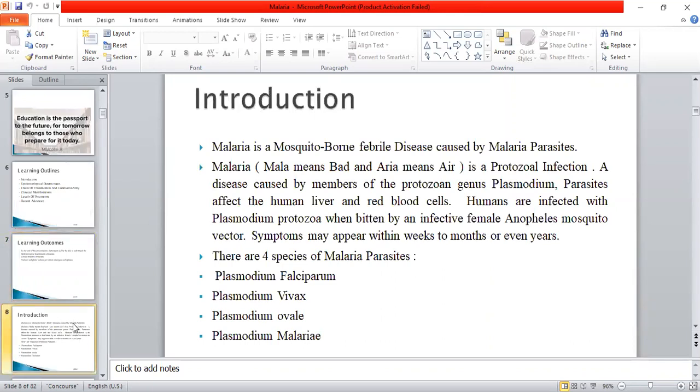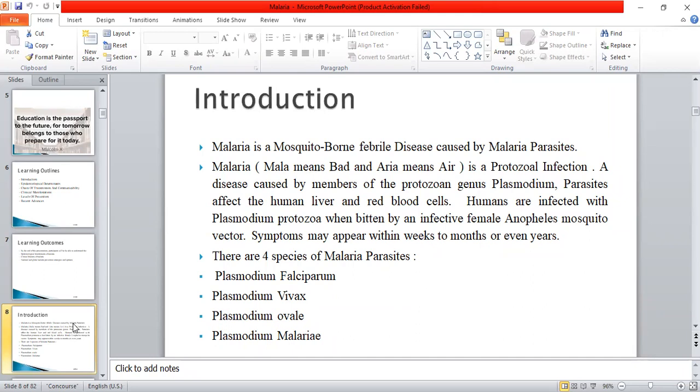What is malaria? Malaria is a mosquito-borne febrile disease caused by the malarial parasite. Malaria means mala means bad and area means air. It is actually a protozoal infection, a disease caused by members of the protozoan genus Plasmodium, which mainly affects the human liver and red blood cells.